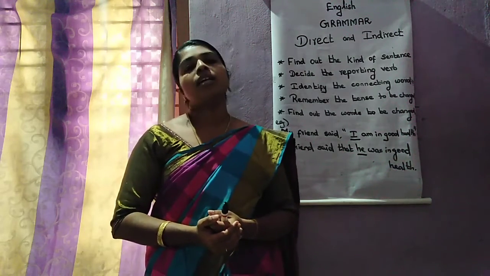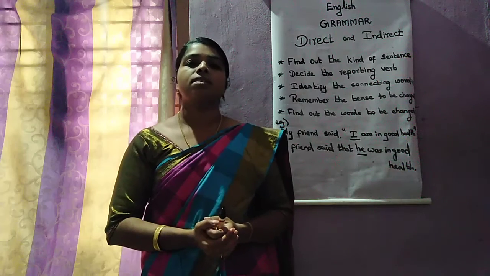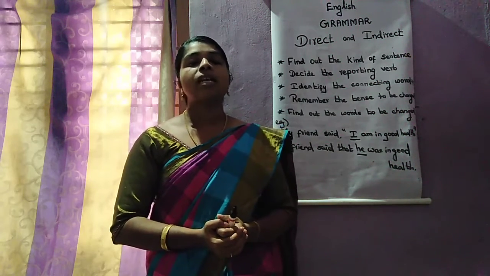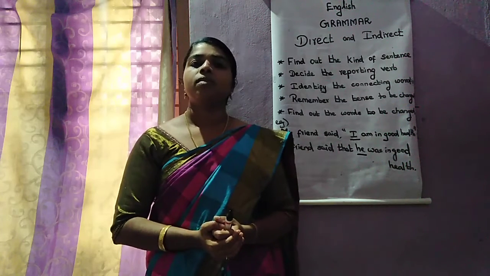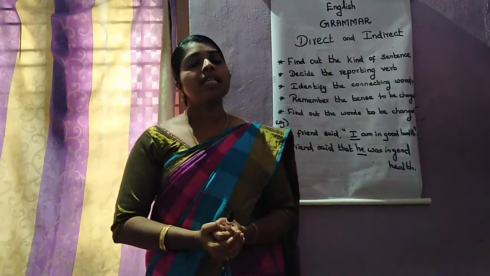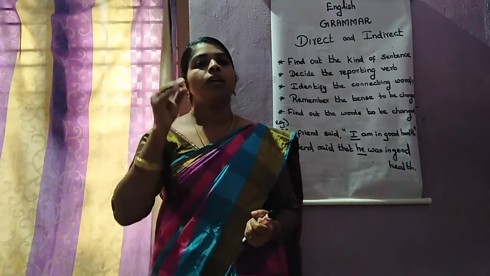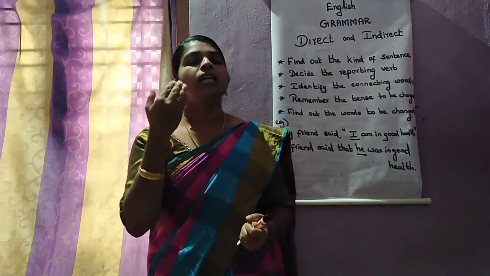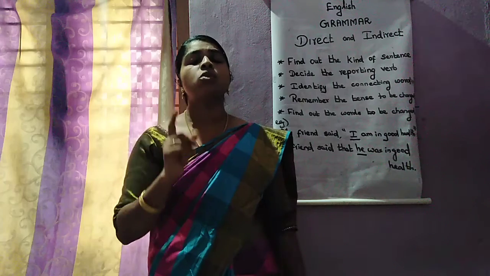Okay. Then, next, the last type. Exclamatory sentence. In this exclamatory sentence, there will be an exclamatory mark. Okay. It is easy to identify, is it? So, these are the different kinds of sentence. Declarative, imperative, interrogative, exclamatory.